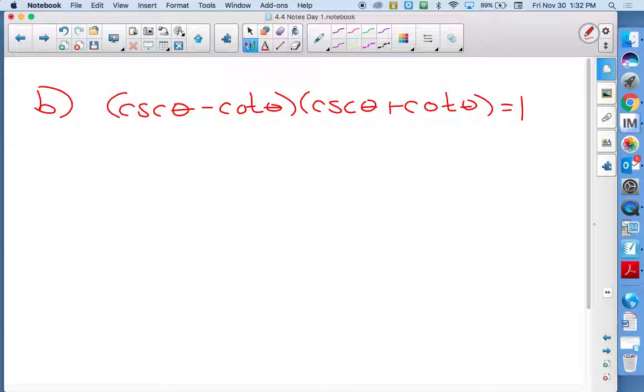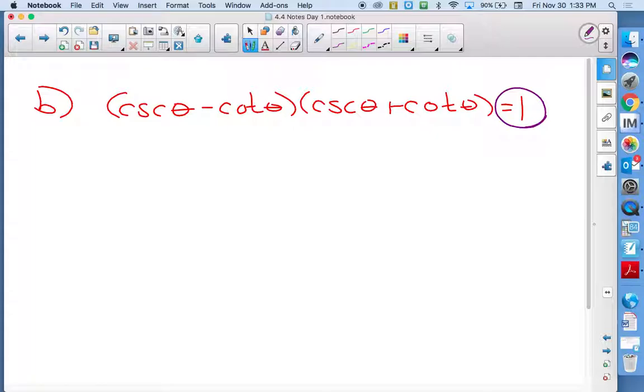So 18A and B want you to use trig identities to simplify the following. We said on Wednesday that we were transforming one side to be the other. So essentially, we want to transform the left side to be equal to 1. So we're going to see if we can do some algebra to break it down to equal 1.